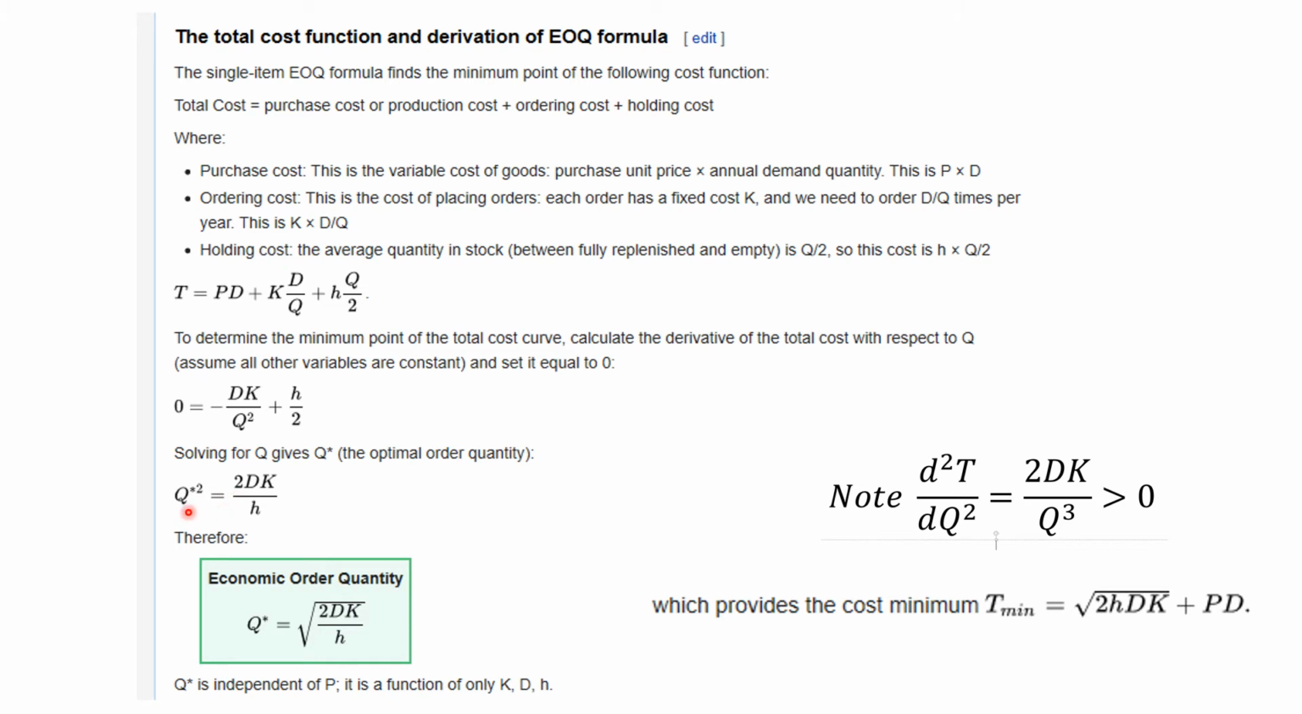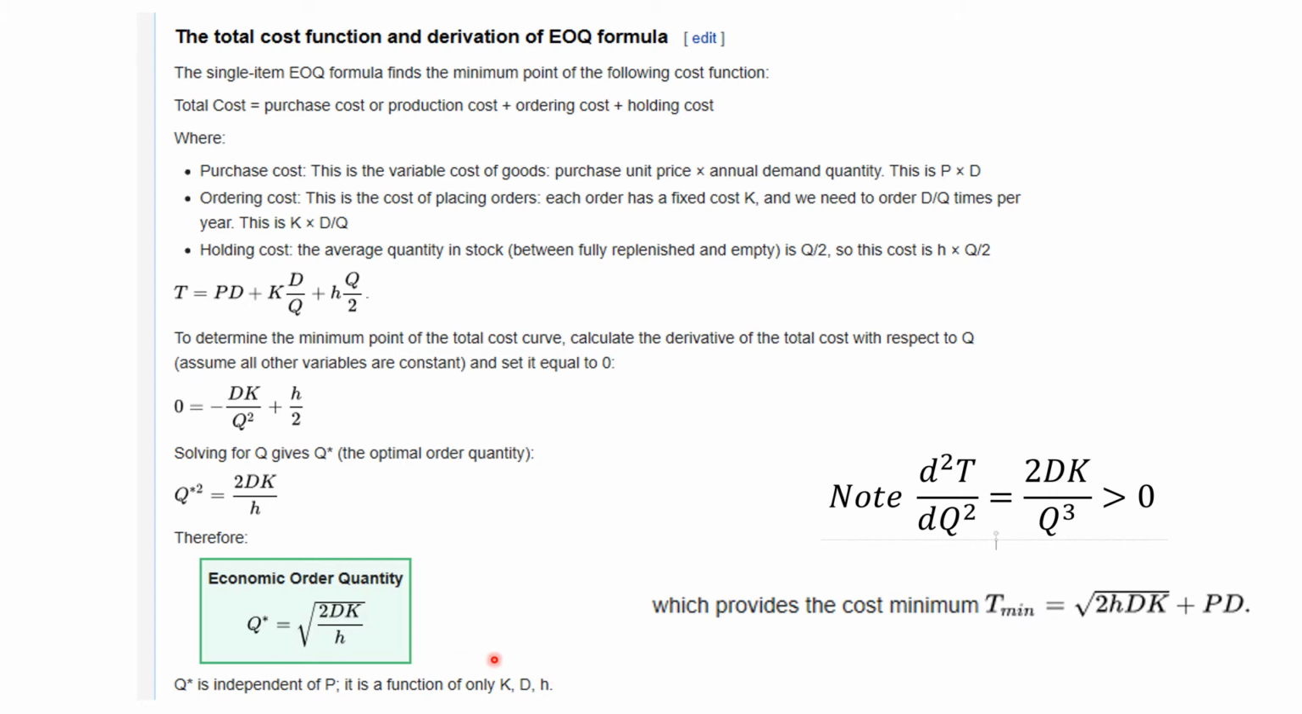So this is Q squared, the critical number, is going to be 2DK over H. And therefore, the economic order quantity is the square root of 2DK over H. And note that Q star is independent of P. It's a function of K, D, and H only. That surprises some students, but you're paying for these units regardless of when you get them.